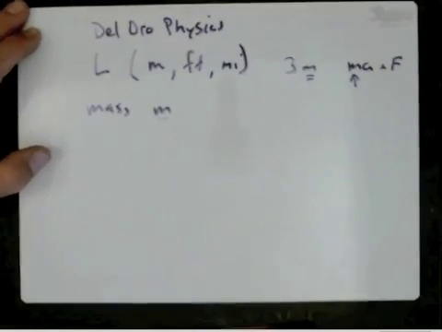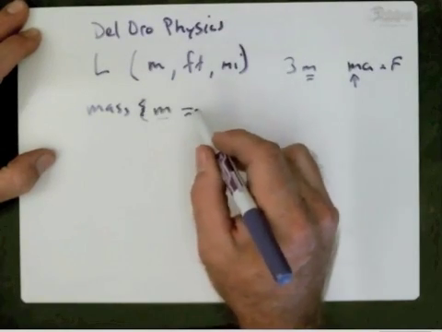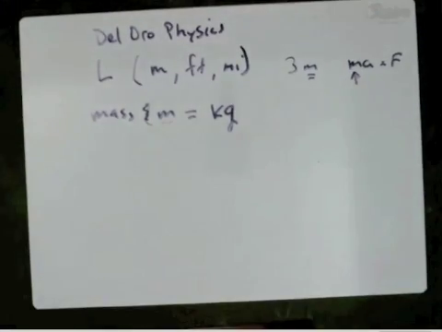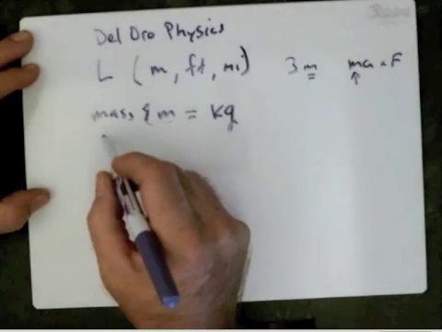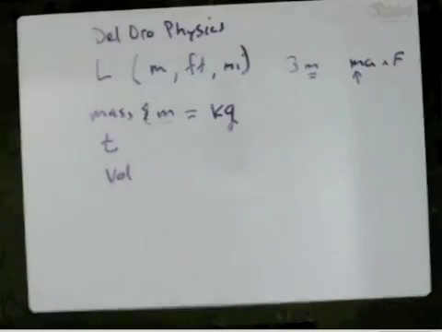So the mass unit that we're going to use is supposed to be the kilogram. Now in chemistry we use the gram, but the SI, or Système International unit, is supposed to be the kilogram. You can measure time, you can measure volumes. There's lots of kinds of things you can measure.